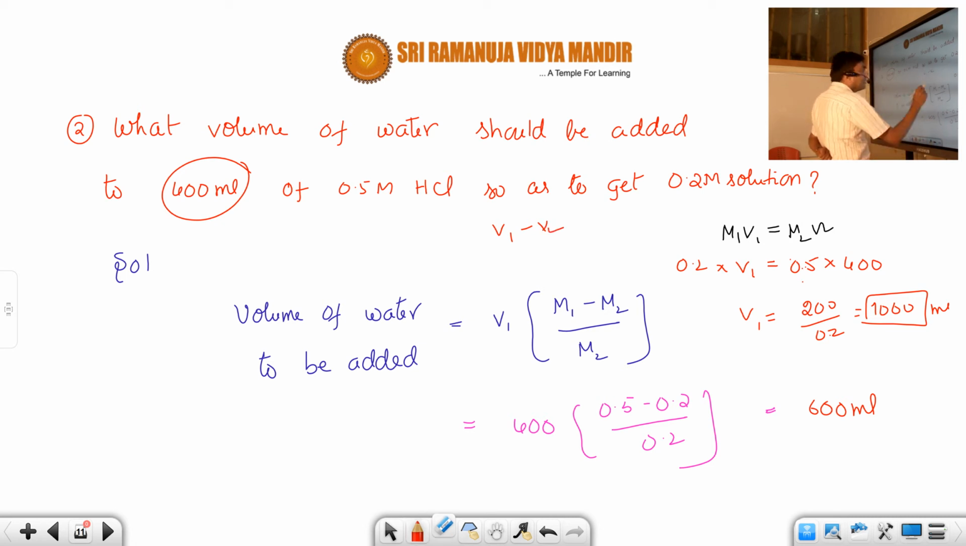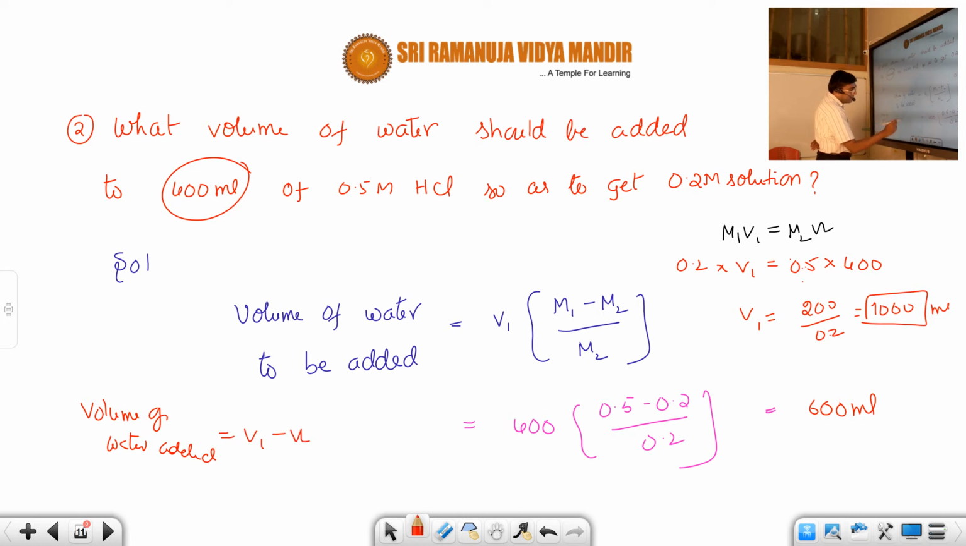Now what I am saying is the volume of water added is V1 minus V2. It comes out to be 1000 minus 400, which is 600. So this is the answer. Now if you want a shortcut, already 400 is there, so the remaining 600 you have to add.